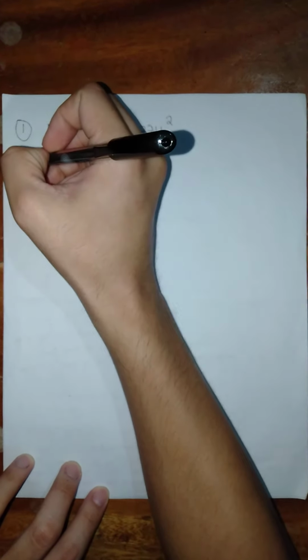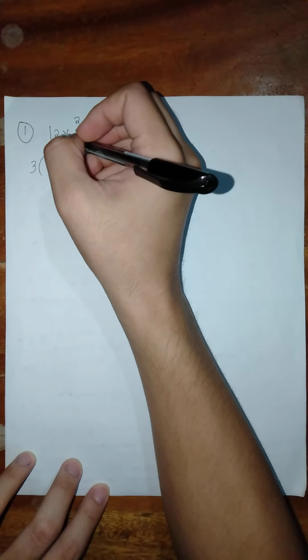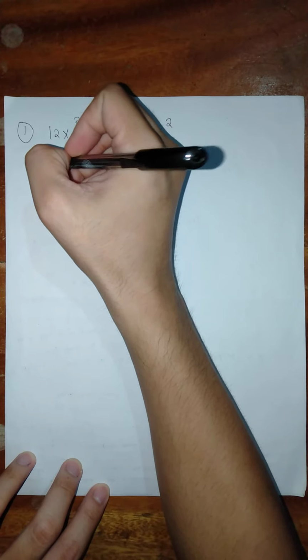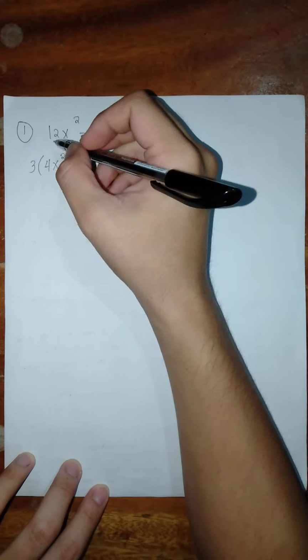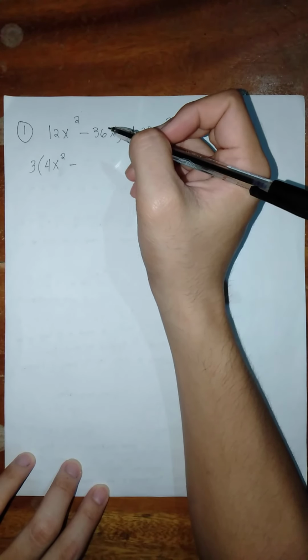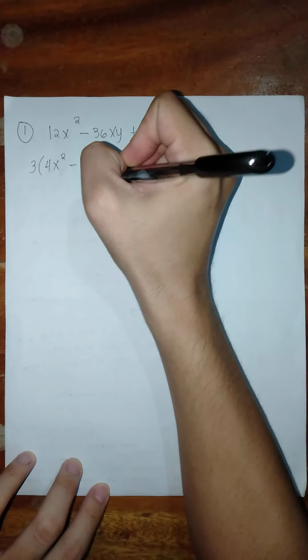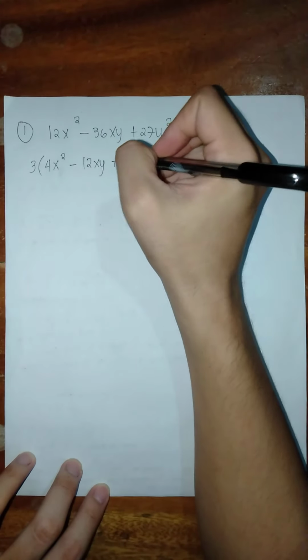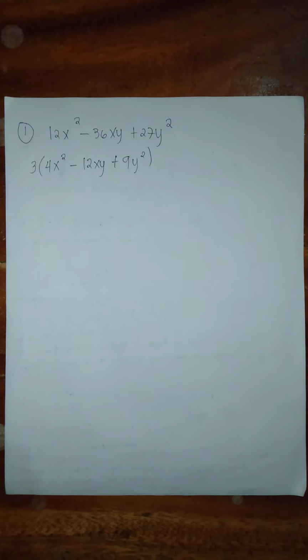So, factor out natin, 3. Anong maiwan sa loob? Of course, 4, di ba? Kasi 4 times 3 is 12. x squared minus, so 36, ano yan? 12xy plus, so of course, ito ay 9y squared. So yun na, di ba? Medyo madali na siyang tignan.